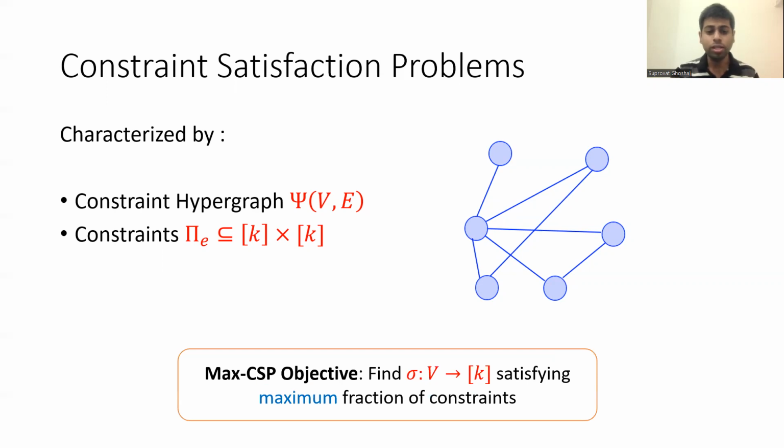And as usual, the max CSP objective of an instance is to find the labeling of all the vertices that can satisfy as many edge constraints as possible. And this maximum attainable fraction of constraints, which can be satisfied simultaneously, is usually referred to as the value of the CSP and is denoted as val of psi.